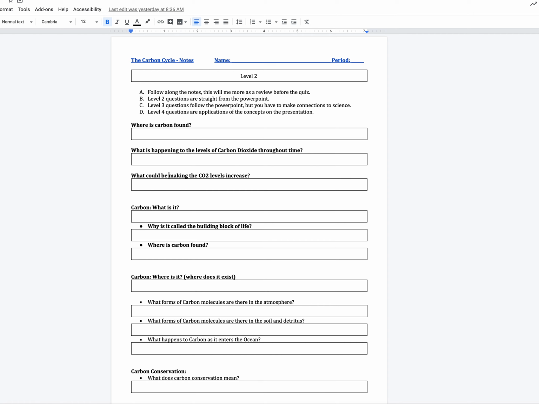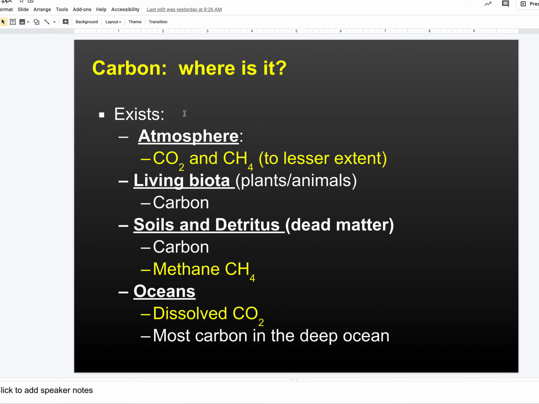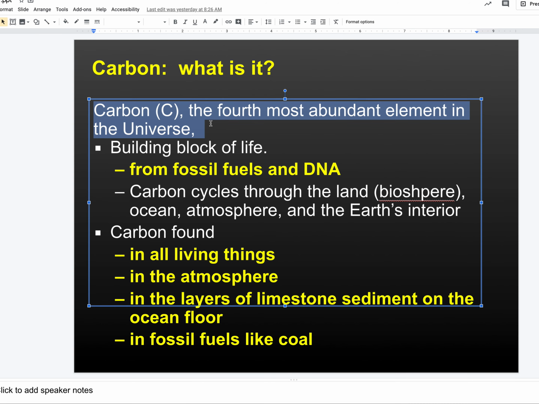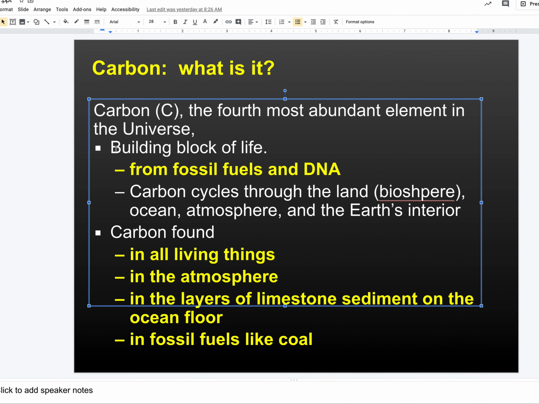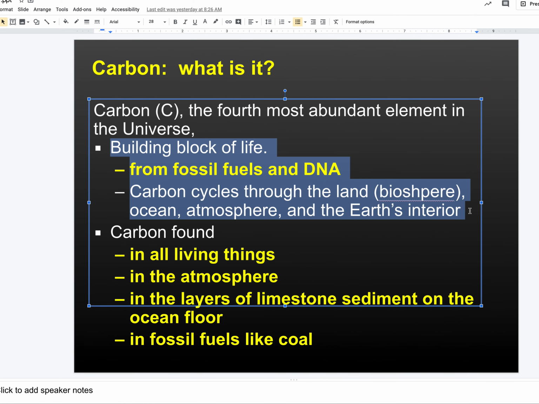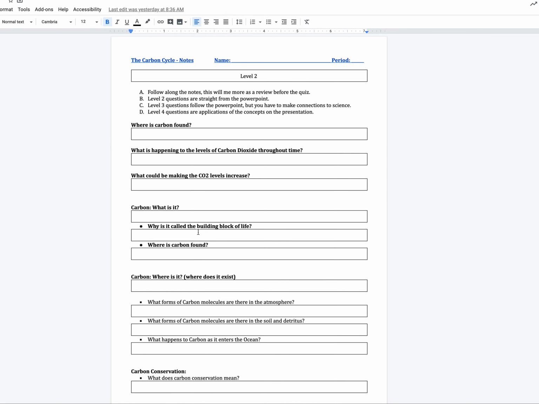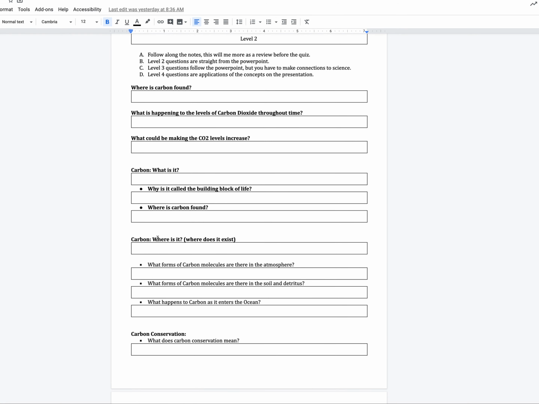Okay, and then the next one is carbon. What I said, you just keep going. So what is carbon? And then why is it called the building block of life? You can find the answers in the next part. Again, it's just going to go through the same slides. So next section is carbon.